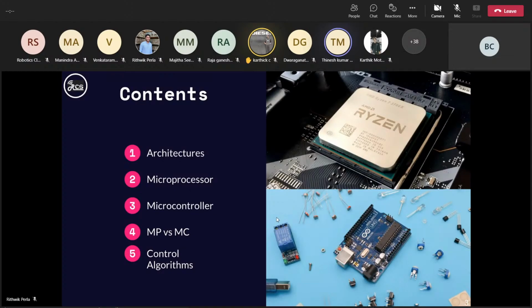And moving on to the microprocessor versus microcontroller, we'll compare a microprocessor with a microcontroller, and we'll get to know why a microprocessor is used and why a microcontroller is used in specific applications. So we'll see about them. And last but not the least, we also need to know how a robotic system or a machine is being controlled, right? To know that, we'll be seeing about a control algorithm, which is pretty intriguing.